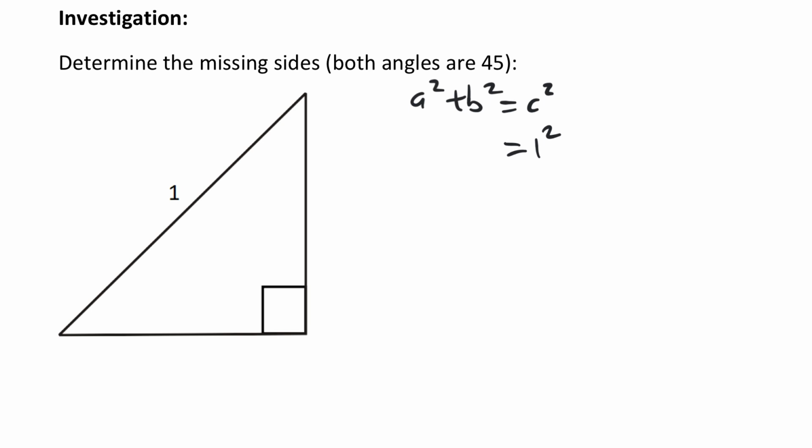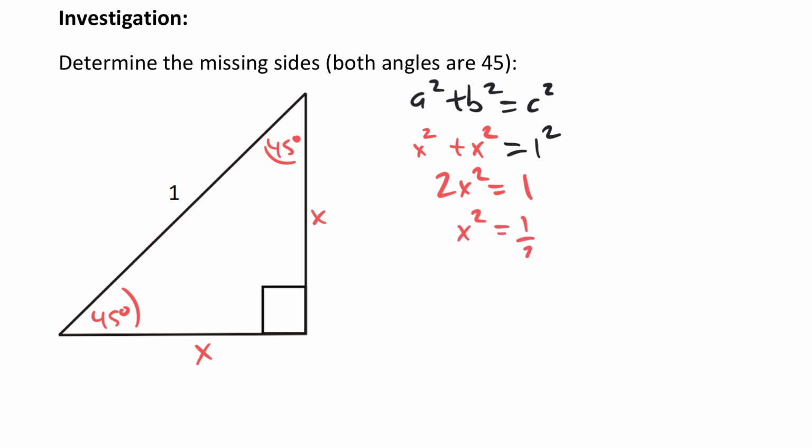Now, let's think about this a little bit. This is 45, this is 45. Well, if both angles are the same, that makes both of these sides the same. This is actually an isosceles triangle with two sides equal. So we could call this x and this x, and so then a squared would be x squared, and b squared would also be x squared. So we would have 2x squared equals 1. Well, now we can solve this because we only have one variable.